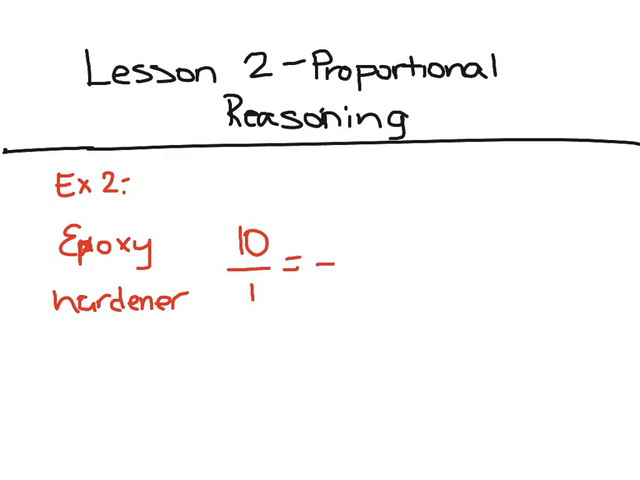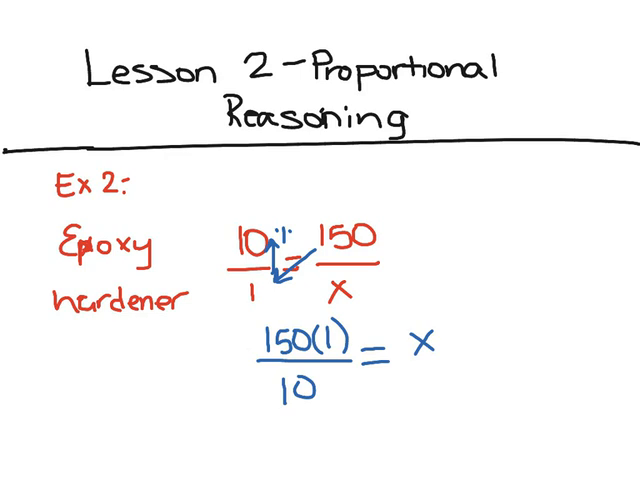So we're going to set this equal to a second ratio. And we know that we have 150 parts epoxy. So right here. And we want to know how much hardener. So we put x on the bottom. So to solve for this, we're going to cross multiply. So 150 times 1 and divide by 10 equals x. 150 times 1 is 150. Divided by 10 is 15. So she would need 15 parts of hardener.